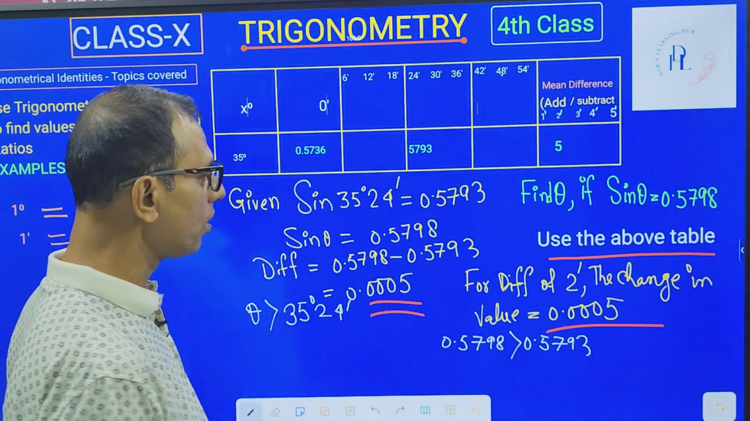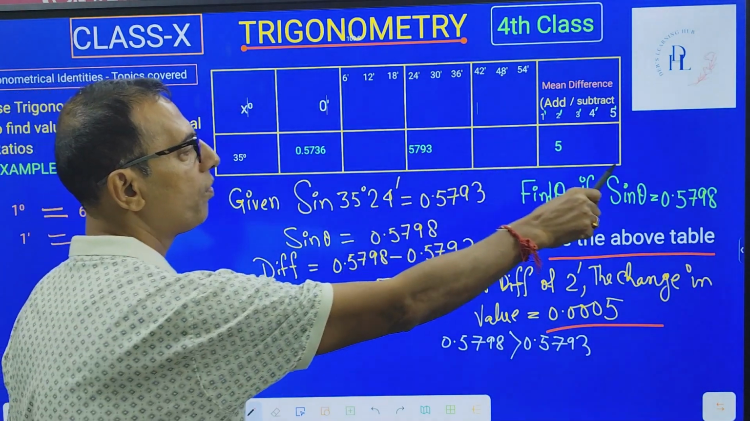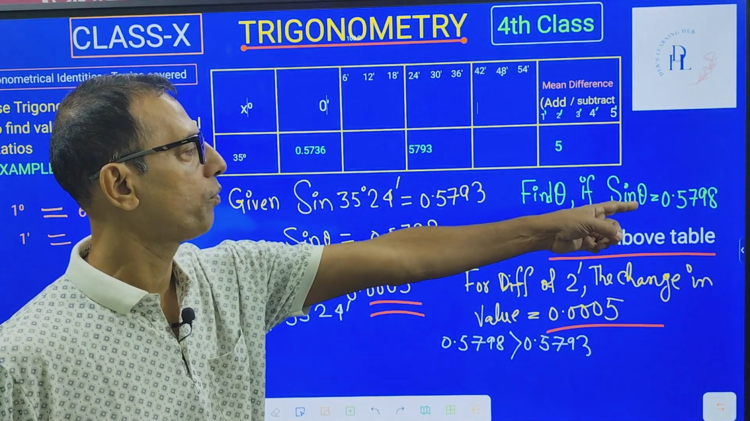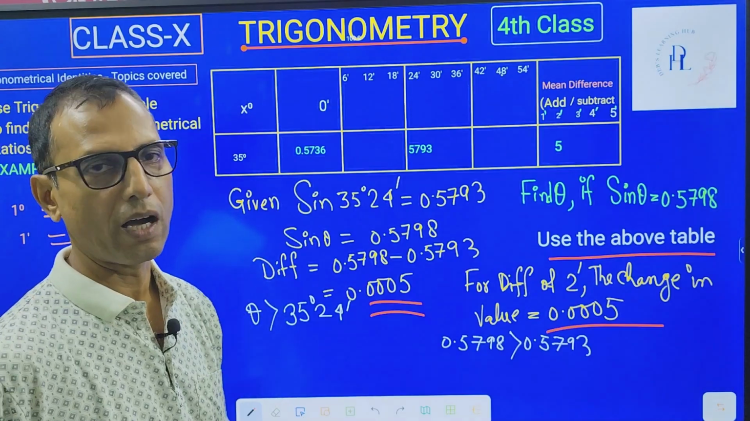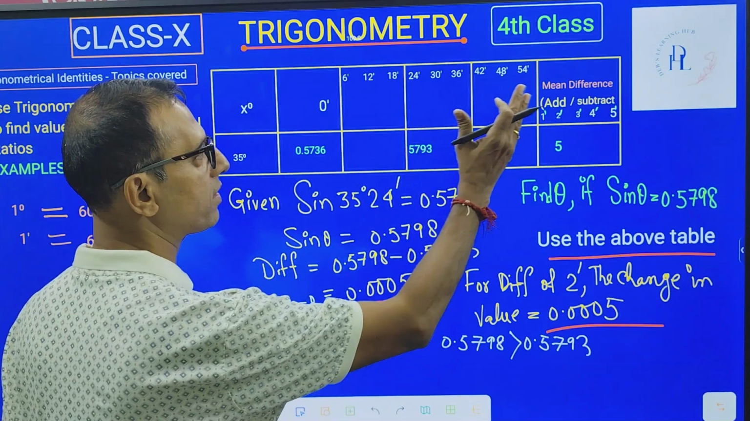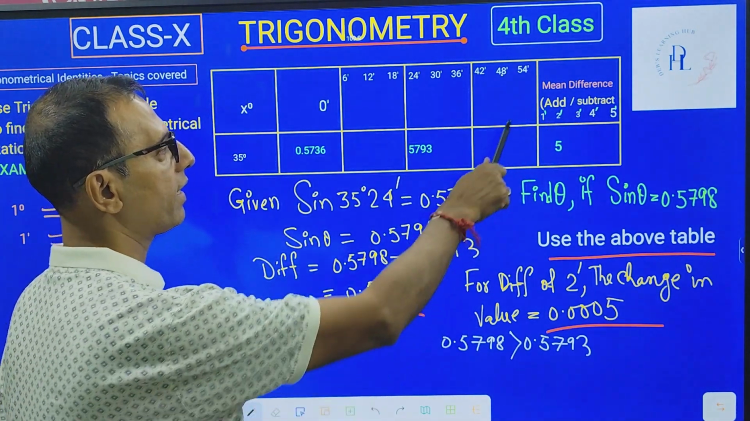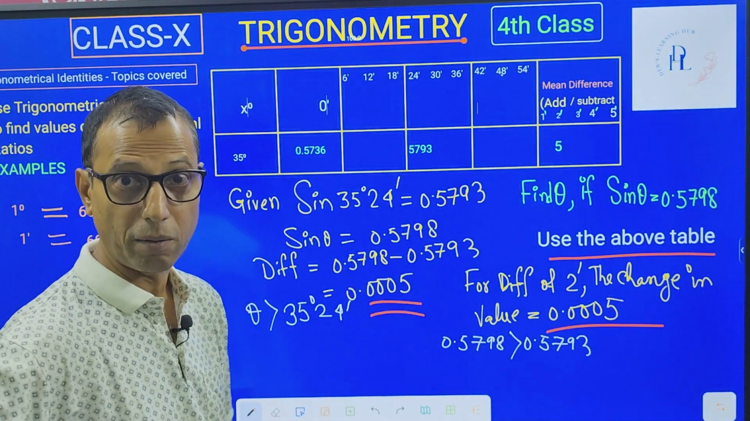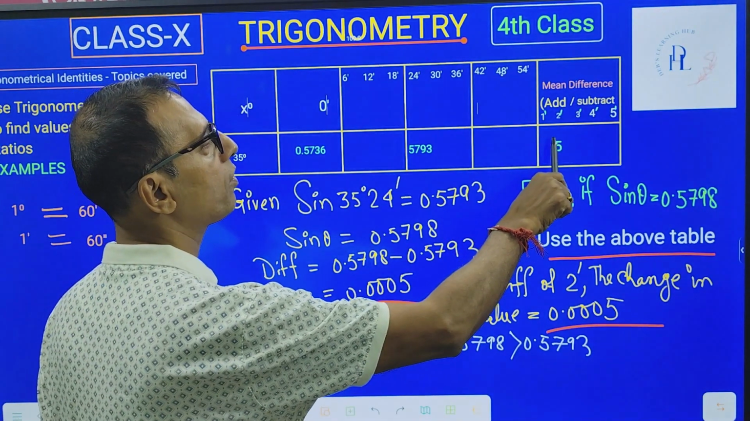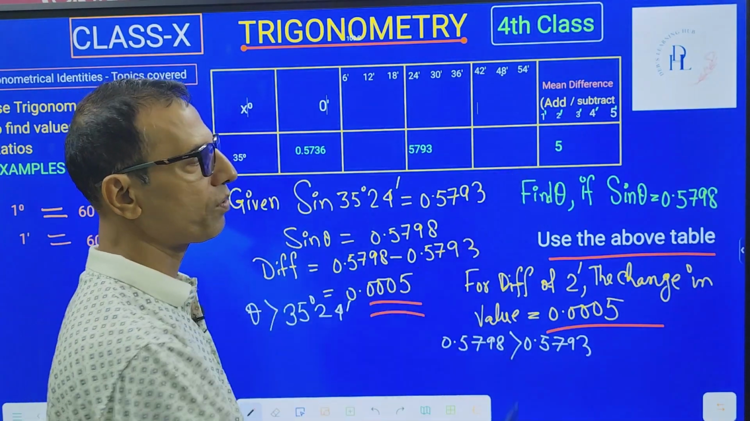So what did you understand? First of all, you found the difference between the main table value and the value given in the question with respect to the unknown angle theta. If you find out the difference, then try to see if that difference matches somehow in the mean difference. Yes, it is matching this 0.0005, and that is for 2 minutes. That is why 2 minutes is given. Sometimes, just to fool you, they can give values for 1, 2, 3, 4, 5, all 5 numbers. Then you need to find it out yourself. Here only the value for 2 minutes is given.